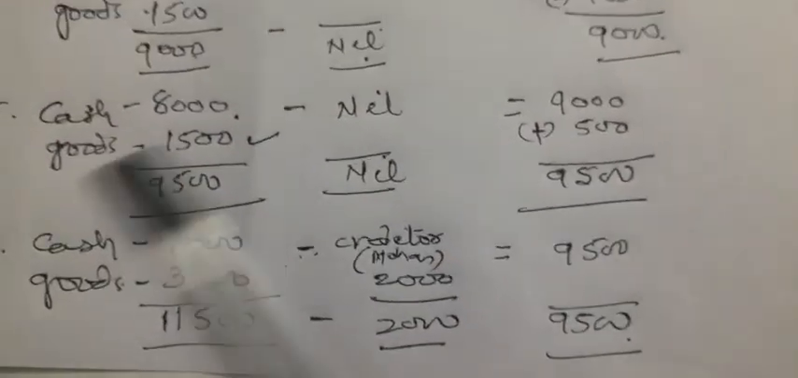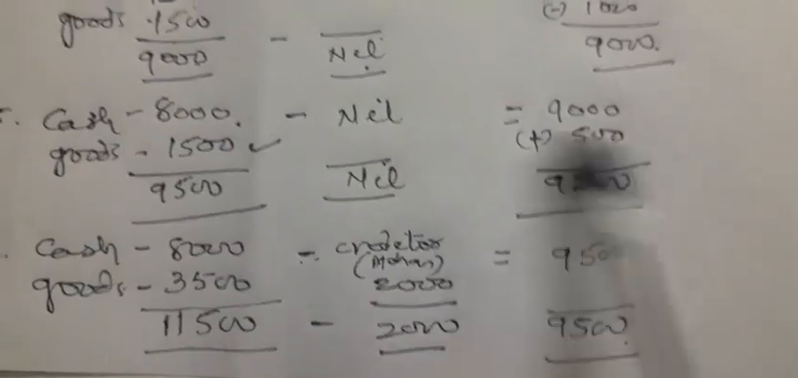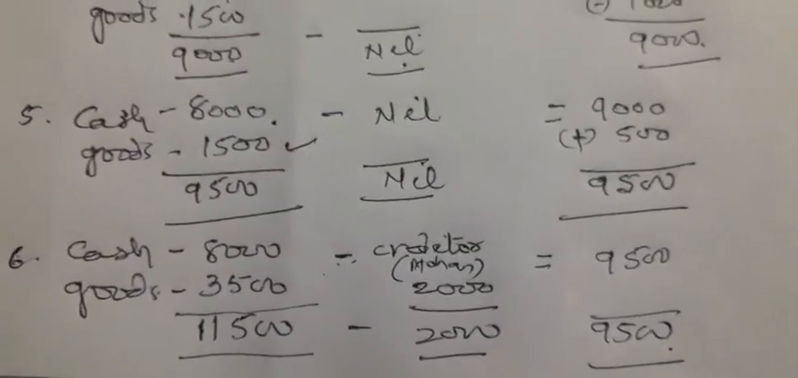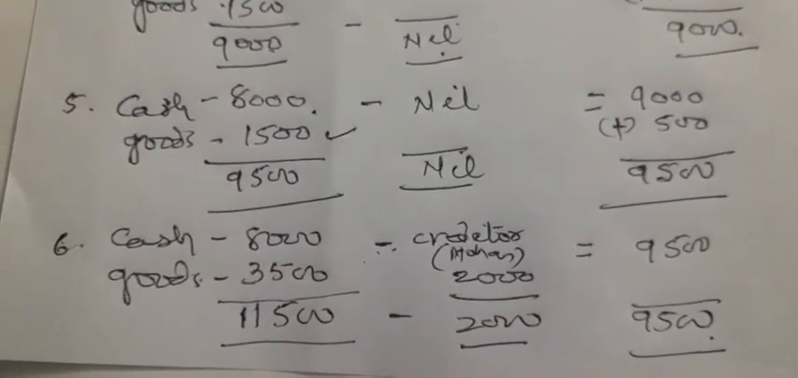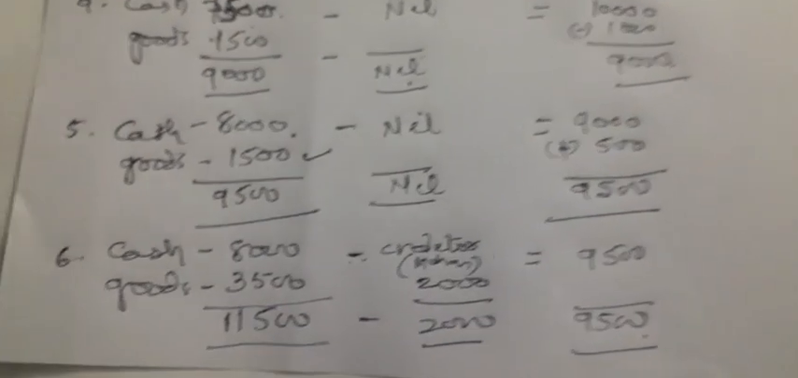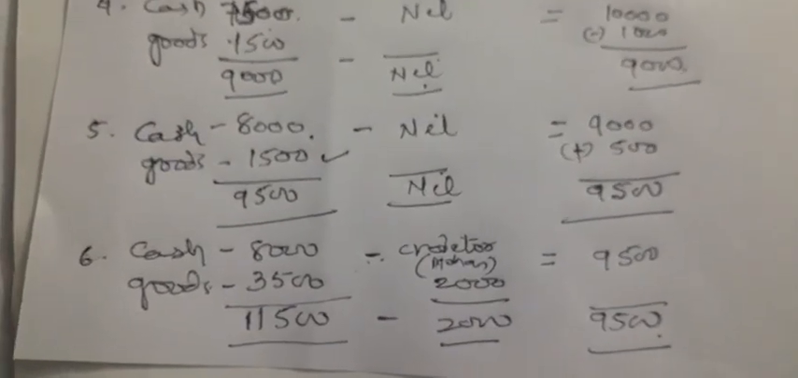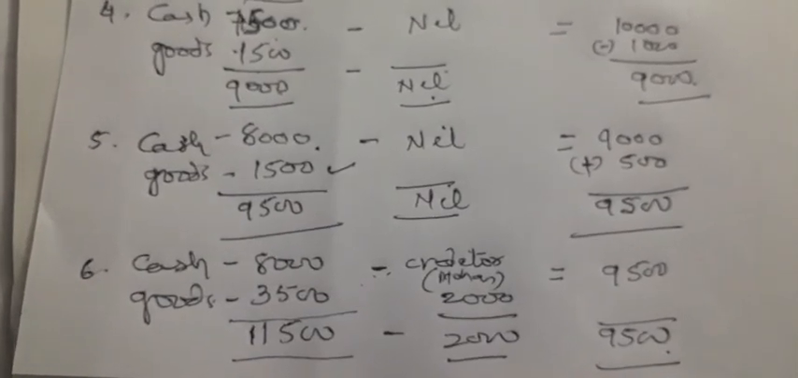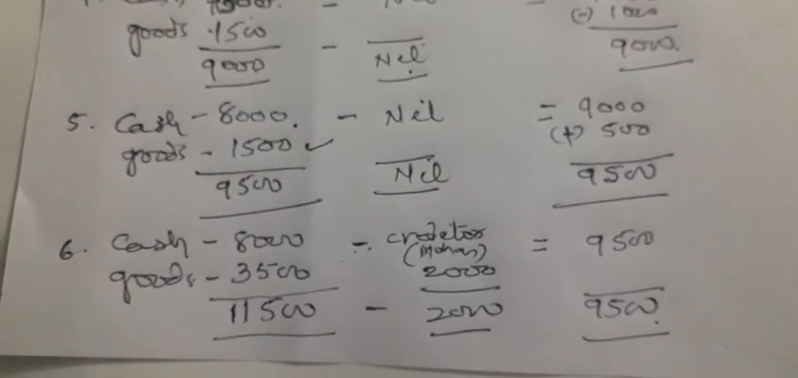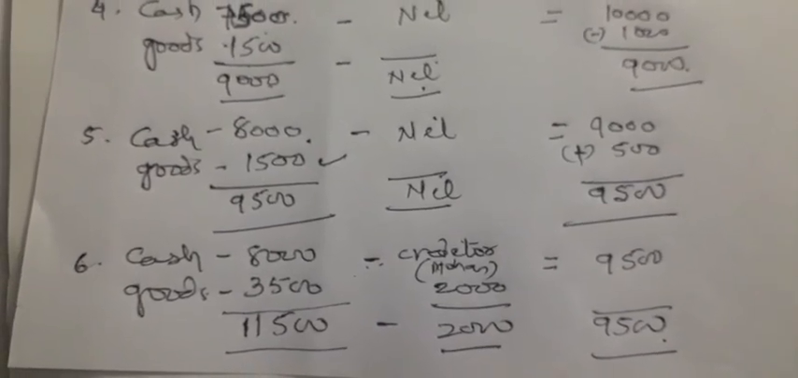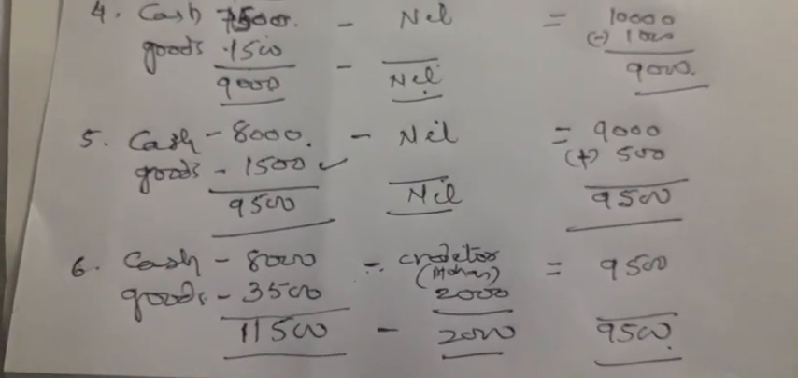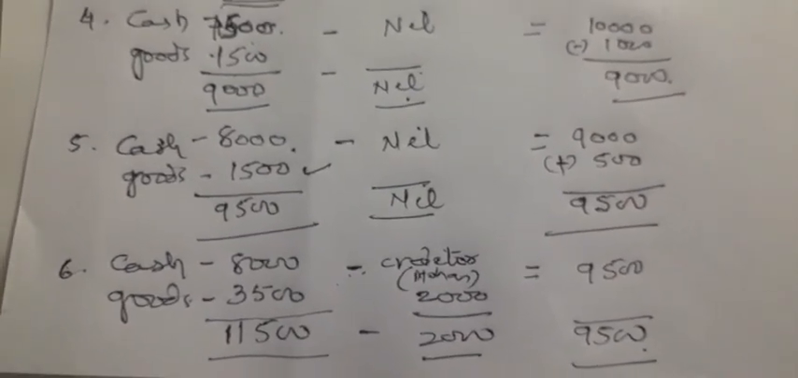So fulfillment of this equation proves that we are following the dual aspect concept, which is the basis of double entry system and basis of accounting and basis of the preparation of financial statements in the form of journal, ledger, trial balance and final accounts. We will continue with the accounting equation in the next class.